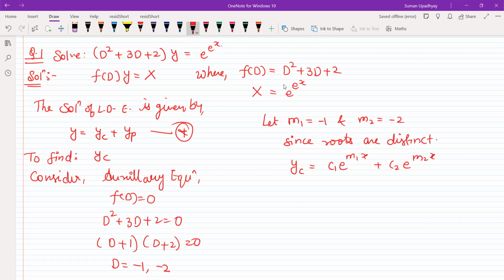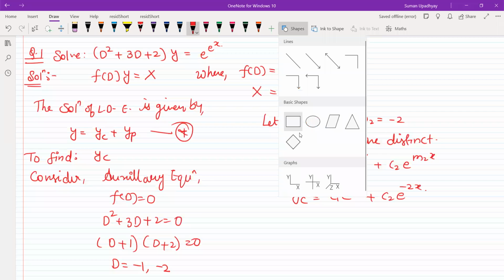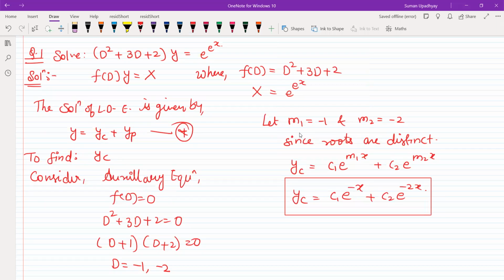You just put the values of m1 and m2: c1 e raised to minus x plus c2 e raised to minus 2x. This is your solution. See how simple it is. Shall I give you one question?